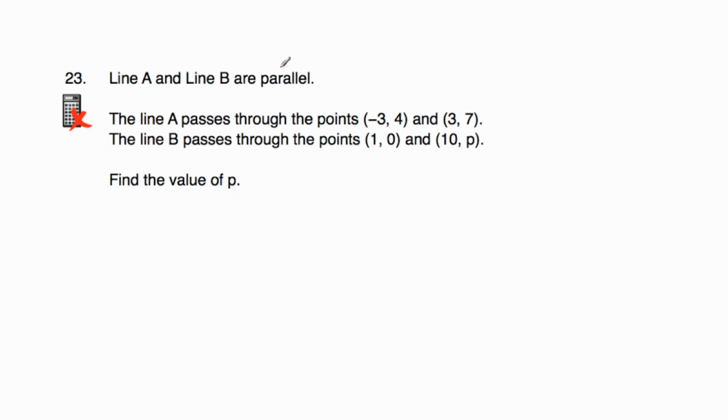Now, because they're parallel, they have the same gradients. So we can work out the gradient of the line that passes through these points, and then we can use that then to work out what p would be. So let's get the gradient of the line that passes through these points. So let's do a little sketch.